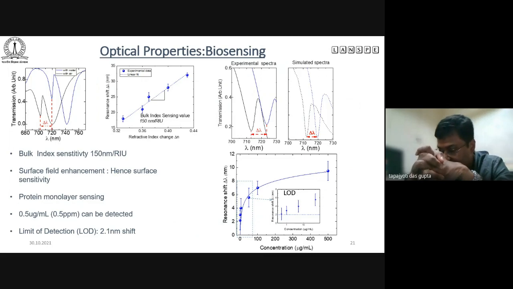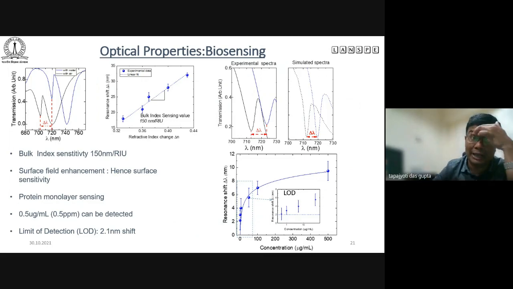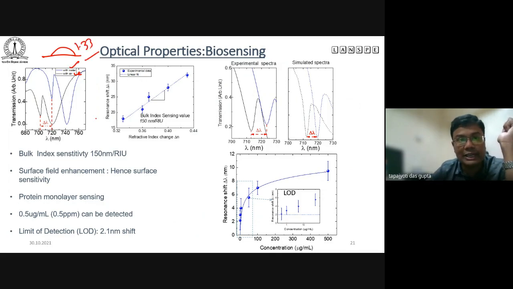The other application which will typically be used is biosensing. How do you do that? You measure the transmission in air, let's say, and then you put a liquid, let's say water with a refractive index of 1.33, on top of the substrate, and you tune the refractive index and see how the resonance shifts, delta lambda. The bulk index sensing value here is 150 nanometers per refractive index unit, which is nothing great.